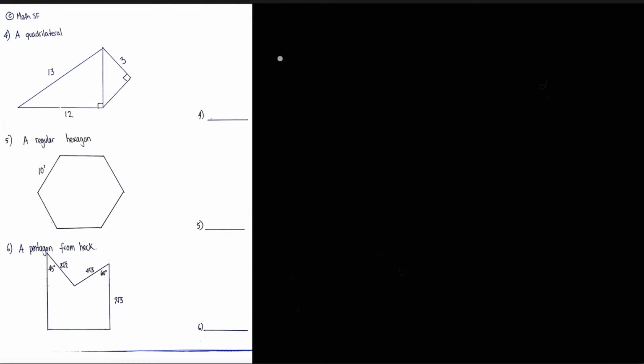In problem number 5, they're asking us to find the perimeter and the area of this regular hexagon. So the key word here is regular hexagon. Whenever I have a regular hexagon, it means that n equals 6 sides. We have 6 sides there, which means all the sides are going to be the same, as well as the interior angles.